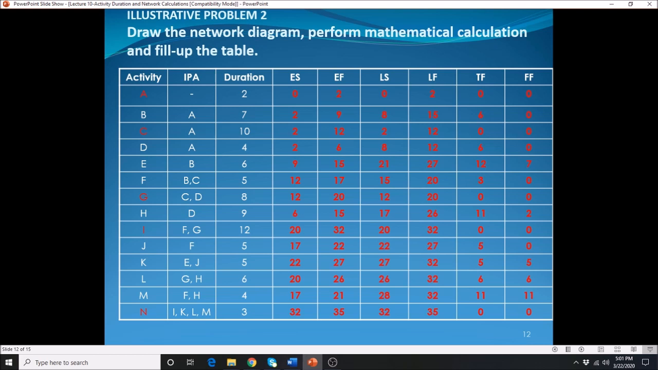Alright, and the last one: the free float can never be greater than the TF, which means that TF must always be greater than or equal to your FF. If you have a number in your FF that's greater than your TF, you're wrong. You may need to go back and check that again. They can be the same, but the FF can never be greater than your TF.